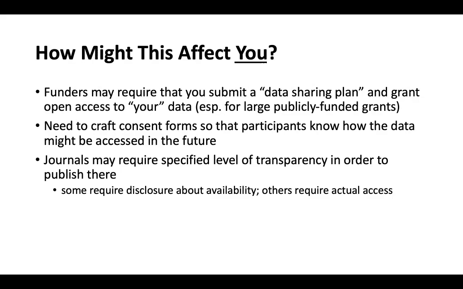Journals may also require a specified level of transparency in order to publish there. Some of them simply require disclosure about availability. In other words, you could say in your article, the data are not publicly available, or the data are available upon request to the principal investigator. But other journals may require that the data already be archived somewhere and that you provide a link so that people can access the data. It varies by journal and it varies by discipline.